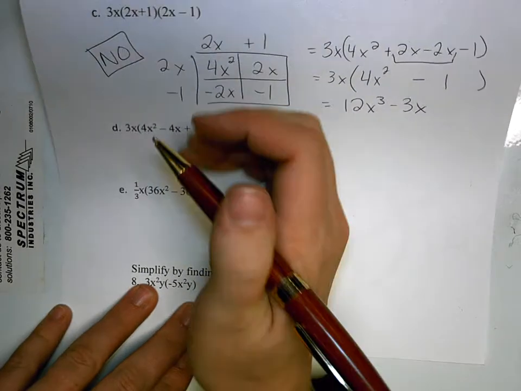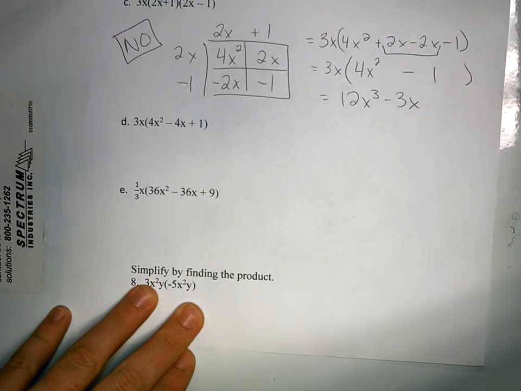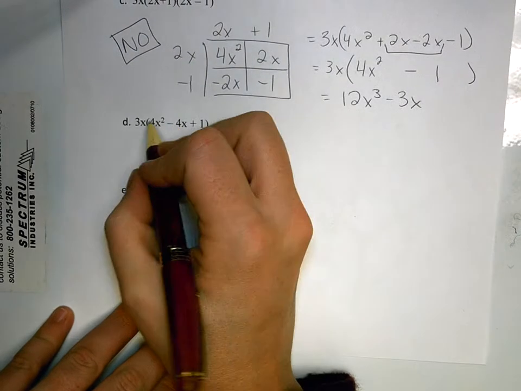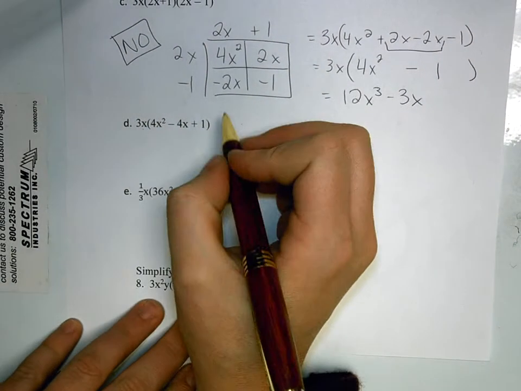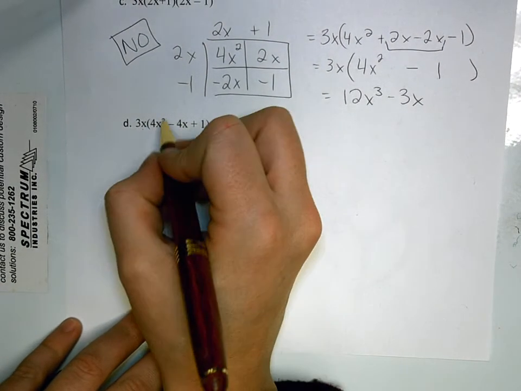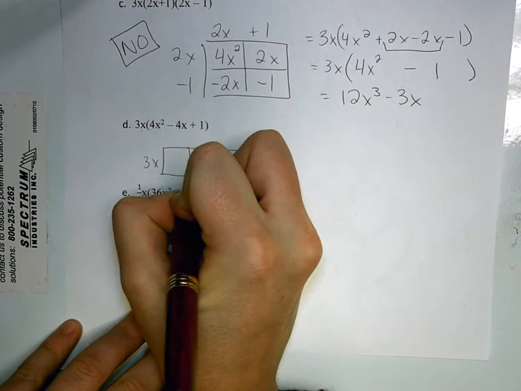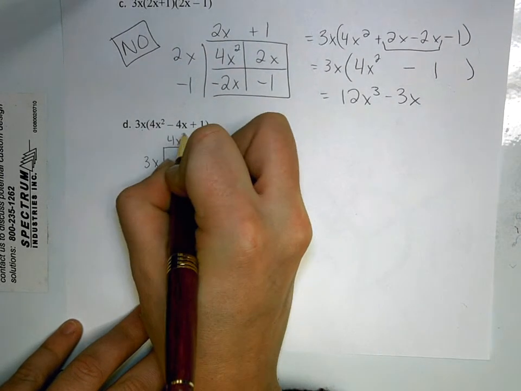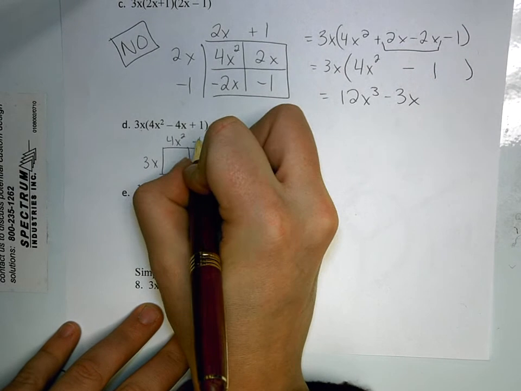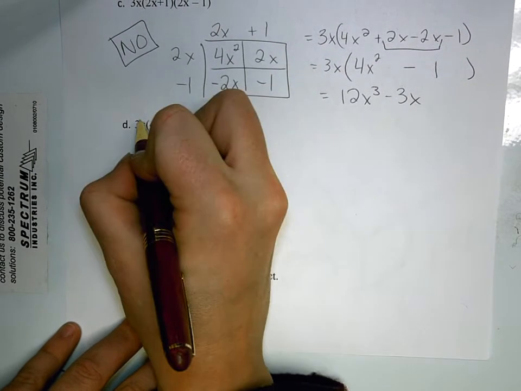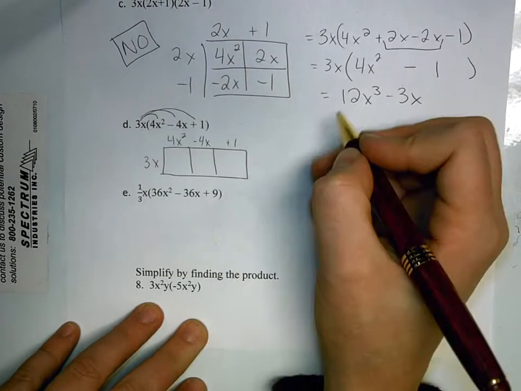So, part D, we have a monomial and a trinomial. So I can use my area model to solve this, and it would be a height of 3x and a base of 4x squared minus 4x plus 1. Or you can also just distribute your 3x through.